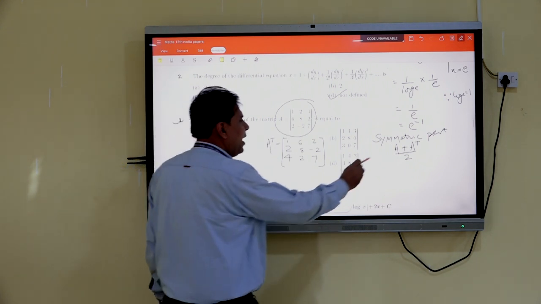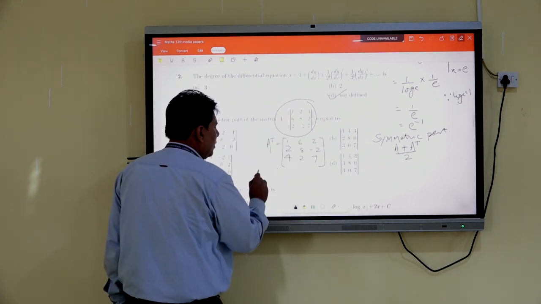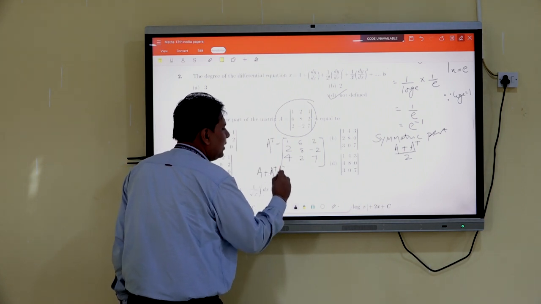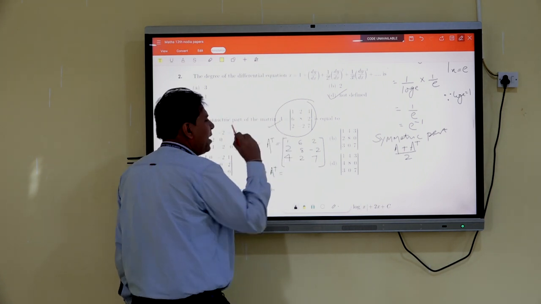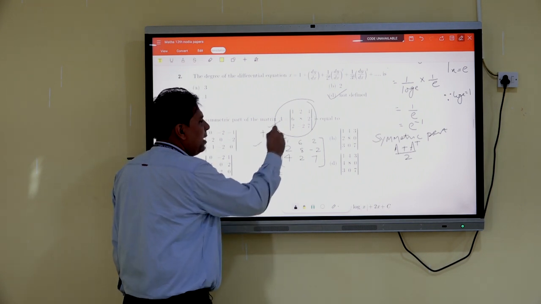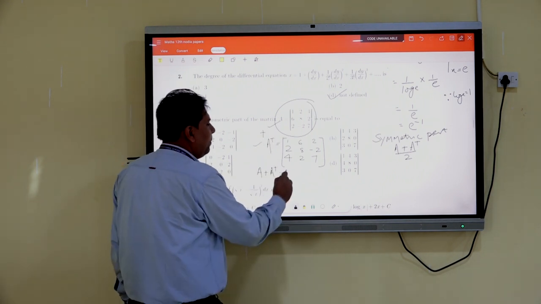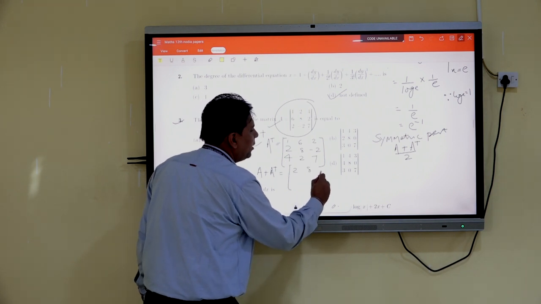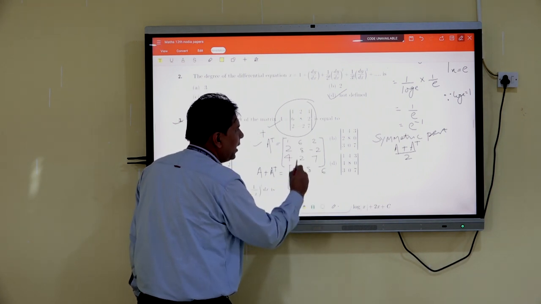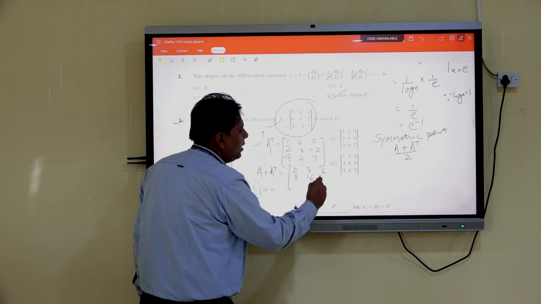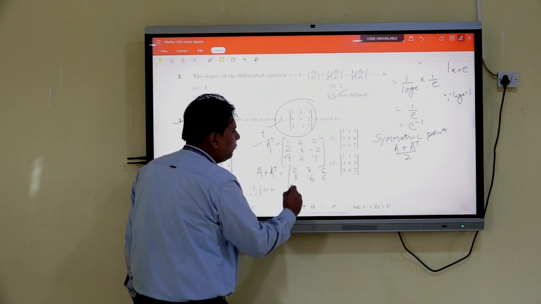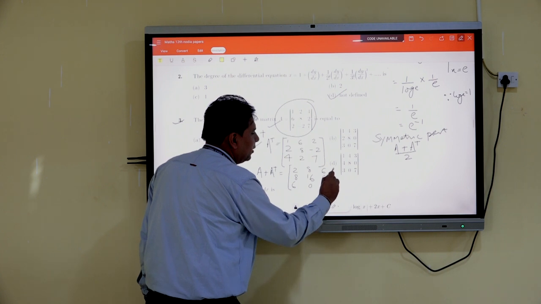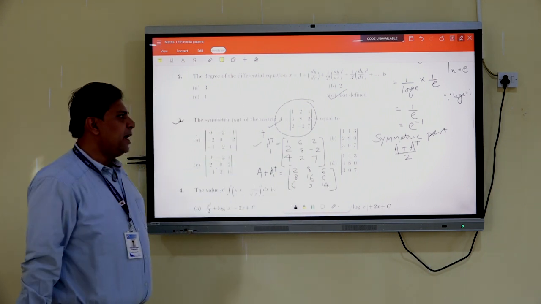Now what I need to find? A plus A transpose by 2. Let us first find what is the value of A plus A transpose. Let us add this matrix and this matrix. So 1 plus 1 becomes 2, 2 plus 6 becomes 8, 4 plus 2 becomes 6, 6 plus 2 becomes 8, 8 plus 8 becomes 16, 2 minus 2 becomes 0, 2 plus 4 is 6, 0 and 14. So this is the value of A plus A transpose.